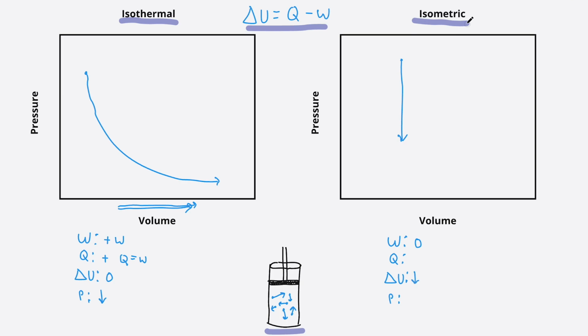Now we have two parts of our equation. We have U and W. So if W is 0, but the delta U went down, then that means that Q must be negative. So our gas lost energy through heat loss. And then the pressure went down, and that was just our choice for this example. If the pressure went up, then your logic would be the exact opposite for each one of those variables.